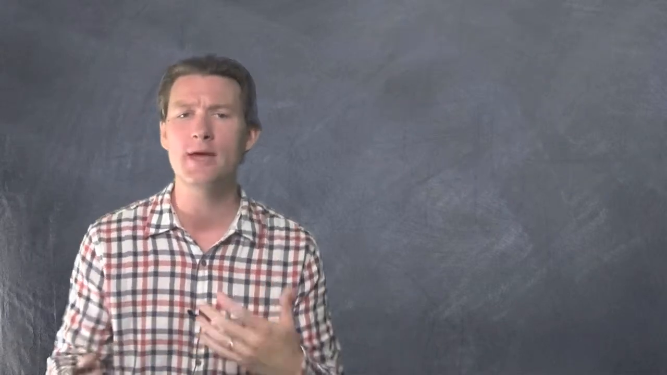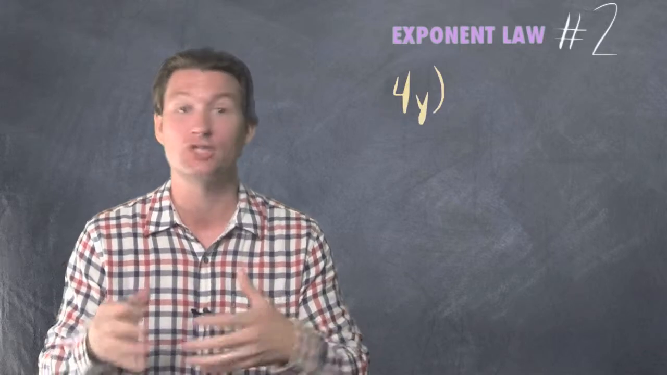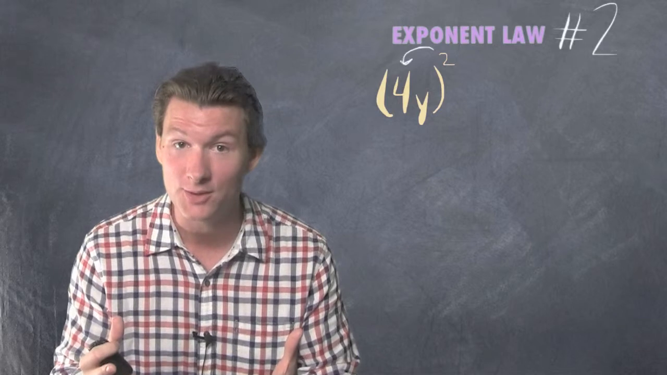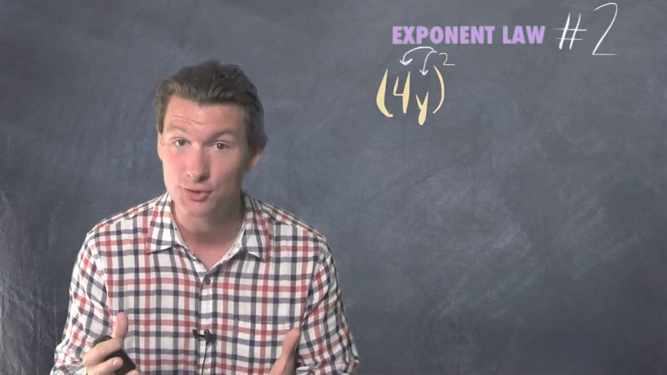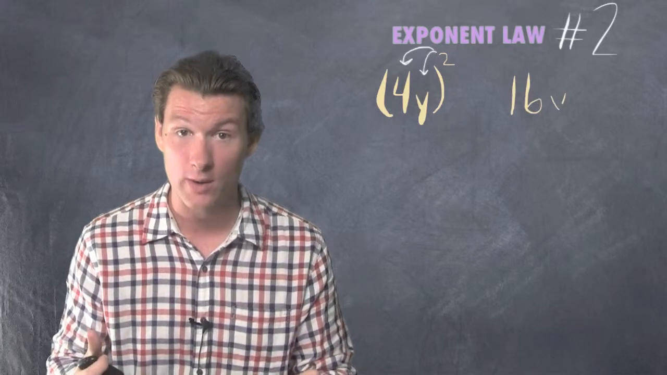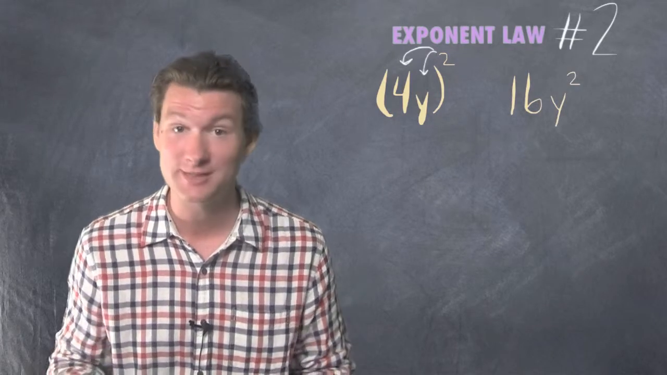One more example. Let's say we had 4y and then squared. So we take 4y, raise it to 2. What you've got to do is have that little 2 visit the 4 and have that little 2 visit the y. So 4 squared is 16 and y squared is y squared. Your answer would be 16y squared.